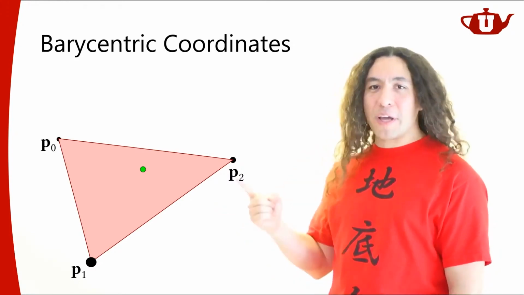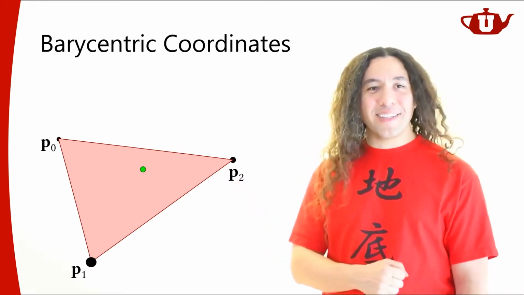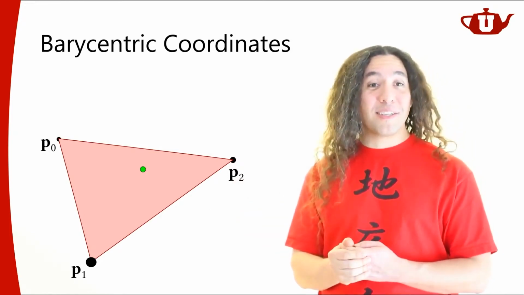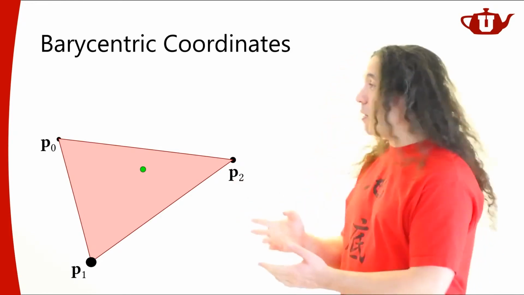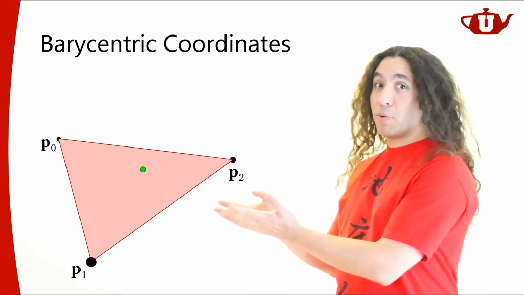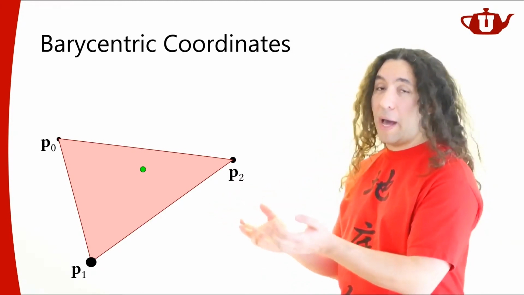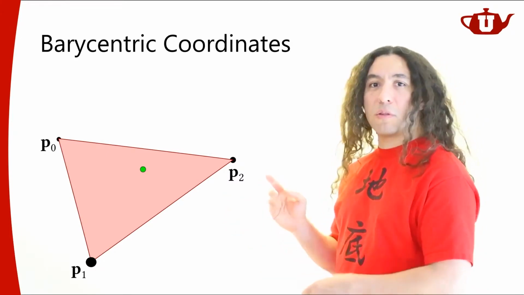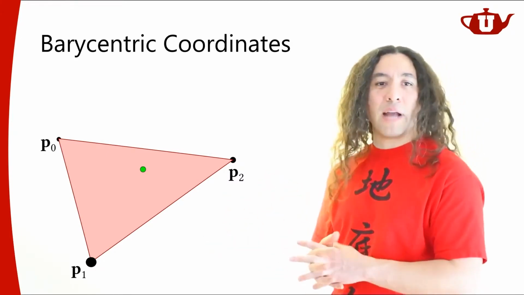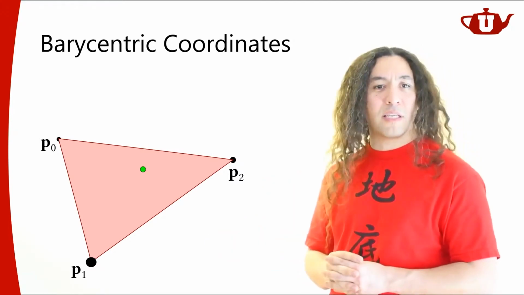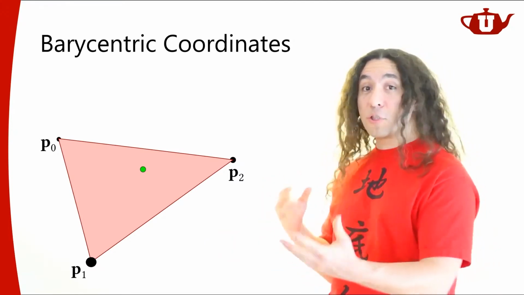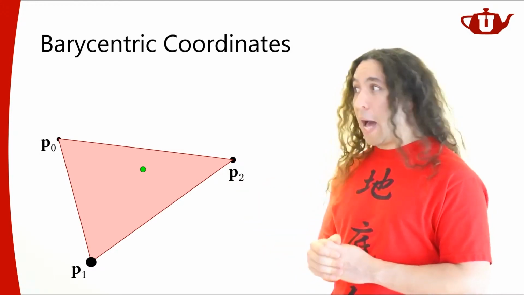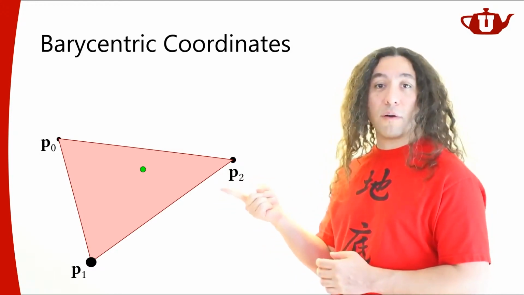What if I give you a point on that triangle and I say, give me the barycentric coordinates? Why would I ever need that? Well, let's say that I know the position on the triangle somehow, but I want to be able to compute the values of these other attributes that are stored on these vertices. And to be able to interpolate those attribute values, I need to know the barycentric coordinates of this point.